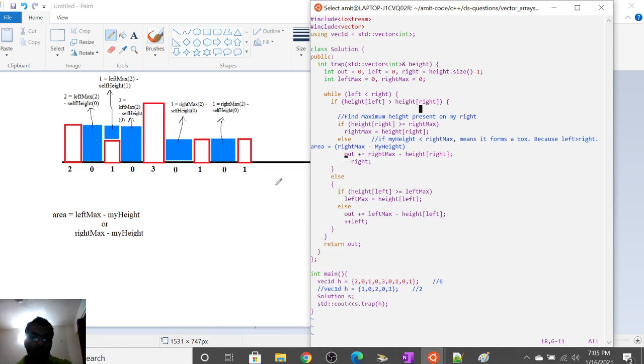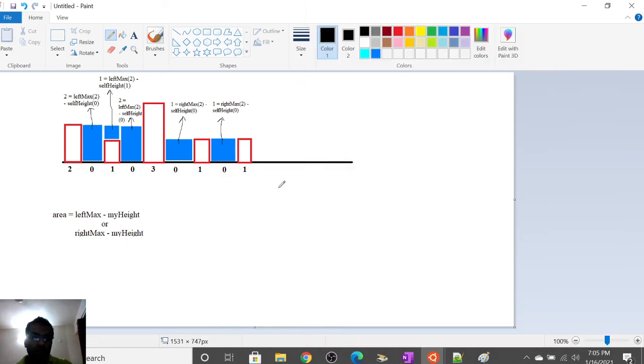So the same analogy is drawn here on this board. Let's see this. Between these two buildings, 2 and 1, the amount of water that can be trapped is this, which is equal to what? Left max, which is 2, minus self height, which is 0. So 2 is the answer.